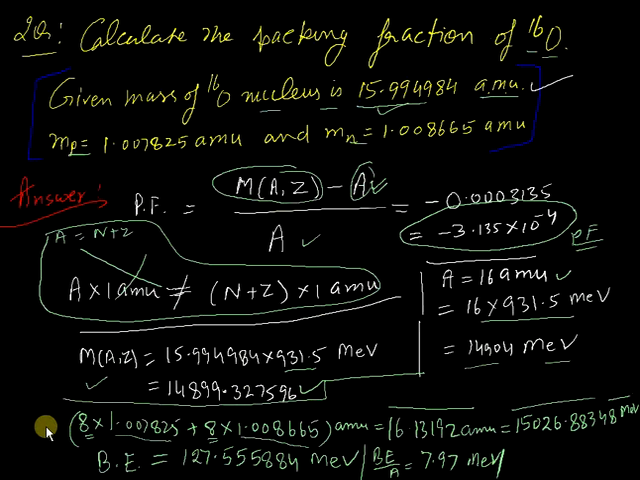Now the binding energy is what? Binding energy is the difference between the mass of the constituents and the nuclear mass. The constituents' mass is this one, and the nuclear mass is this one. The difference is 127 point something, and when I calculate the binding energy per nucleon for oxygen-16, it is 7.97 MeV. In this way one can calculate the numerical problems related to it.